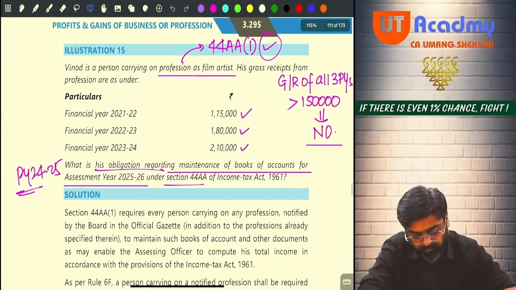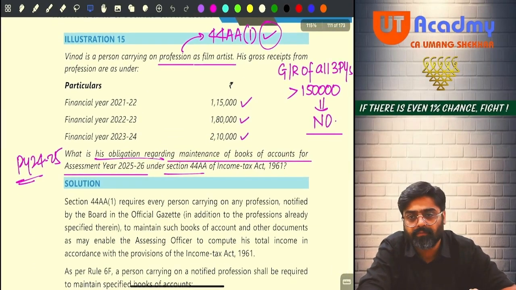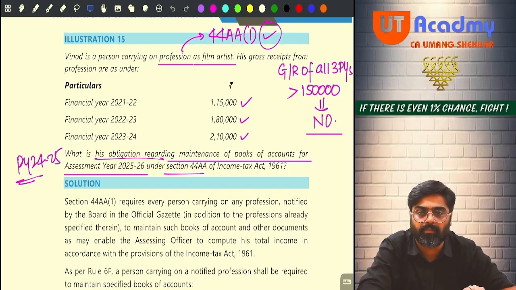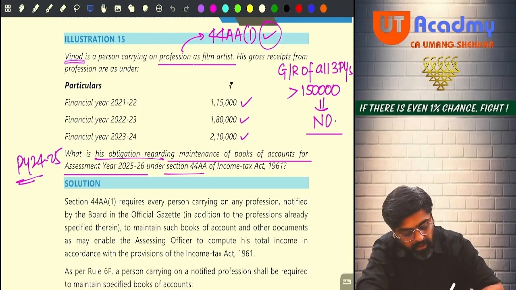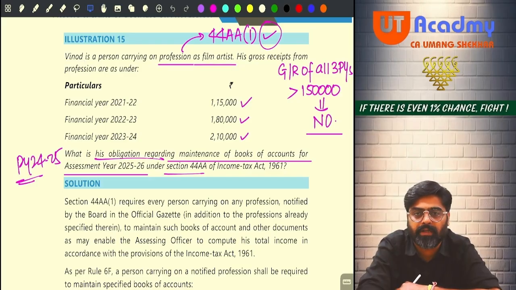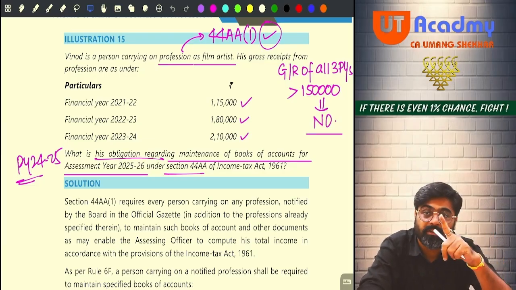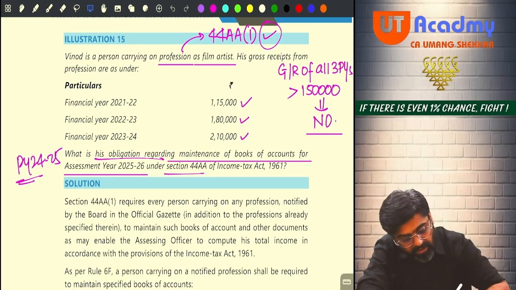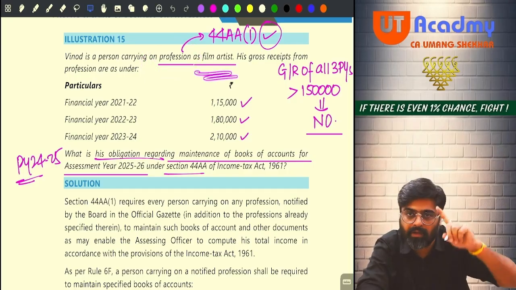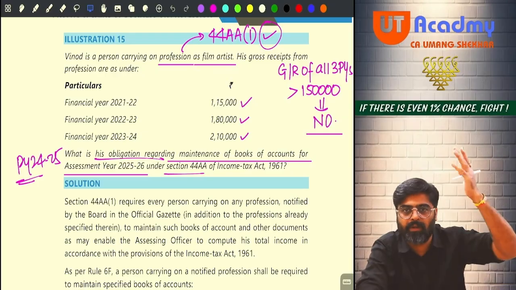Question number 15. Till 14 we have completed everything, right? Do you remember compulsory maintenance of books of accounts, 44AA? You remember, no? This question is based on that. Vinod is a person carrying on profession as film artist. Do you remember film artist? Notified profession. Doctor, lawyer, then engineer, interior designer, and after that few professions which are notified by CBDT. In those 11 professions, film artists were also there. So is it a notified profession? Film artist is a notified profession under 44AA subsection 1. It was covered in point number 1 only.